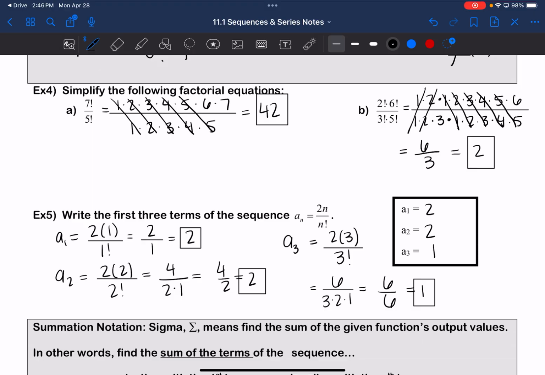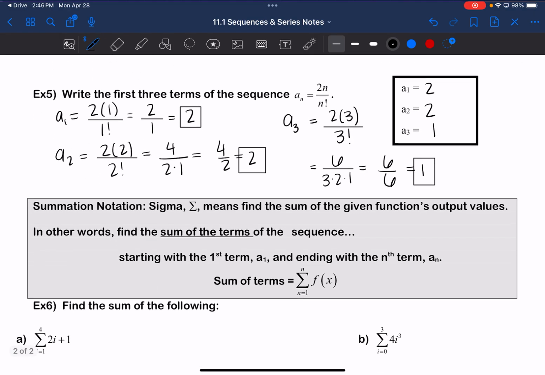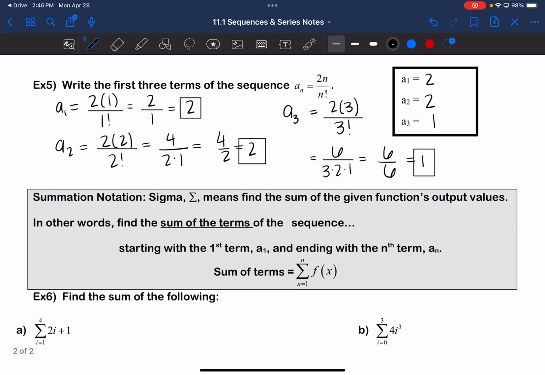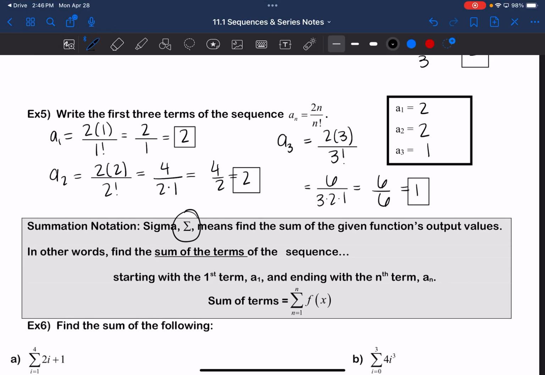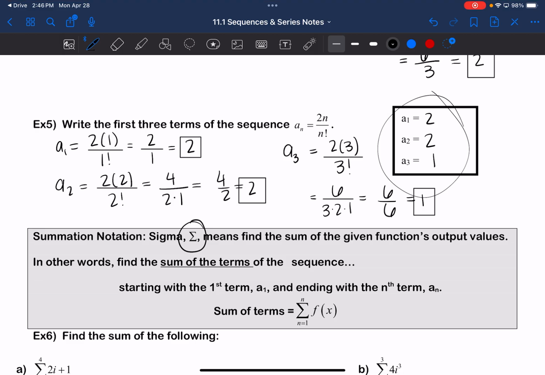Okay. All right, last thing we're going to talk about on these notes is summations. Summation notation often uses this symbol called sigma, and it means that you're going to find the sum of the given function's output values. Basically, you're going to add up all of these outputs that you get. So like we got these 3 as outputs. If I asked you for their summation, you just add those numbers up, okay?